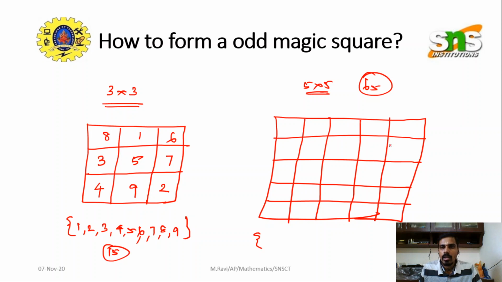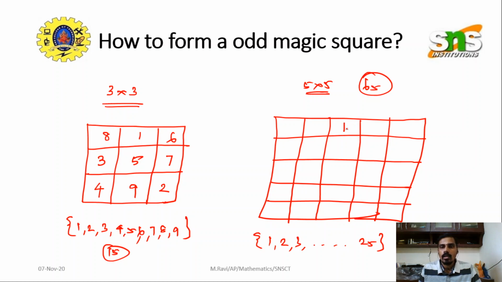This 5 by 5 magic box contains 25 numbers, so you have to use the numbers from 1 to 25, and you have to use each number exactly once, and each row sum, each column sum, and each diagonal sum adds up to 65. So just look at where we have to start writing from 1. Where do you have to write the 1? We have to write the 1 in the first row middle.